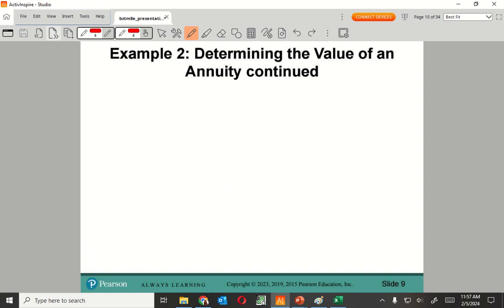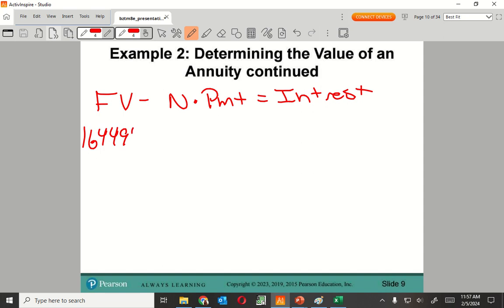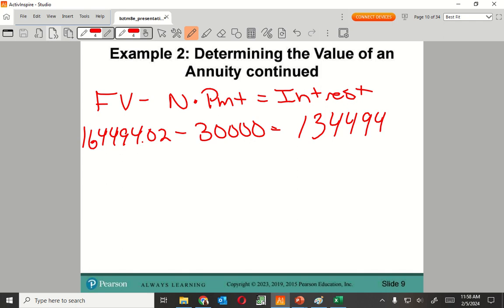Now let's calculate. So it's going to be my future value again, minus my N times payment equals my interest. $164,494.02 minus 30,000. And we come up with 134,494.02. Yes.